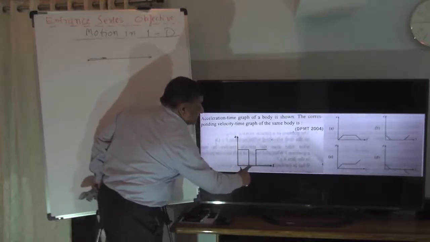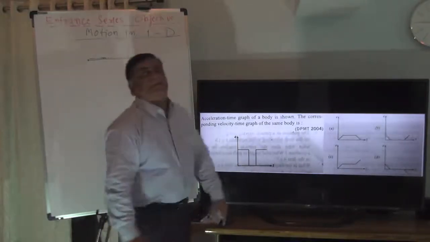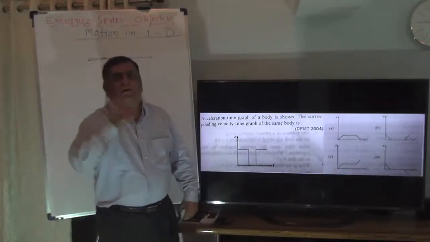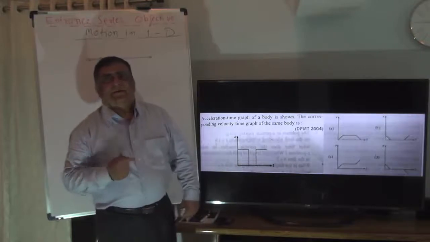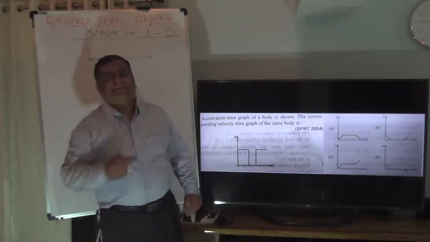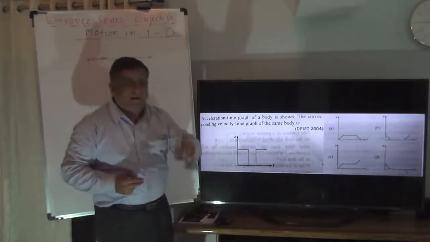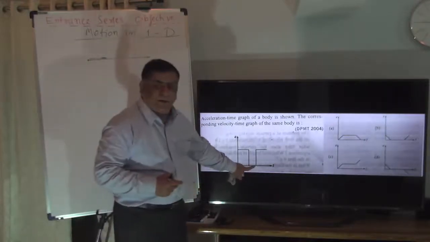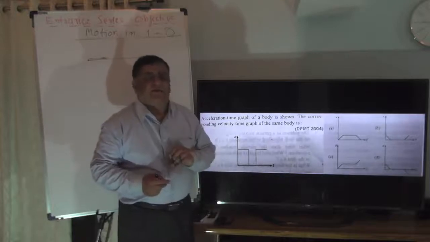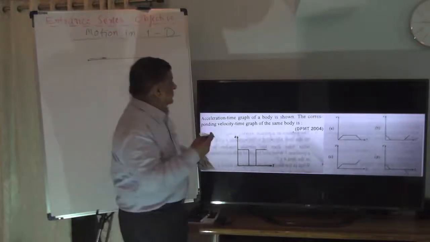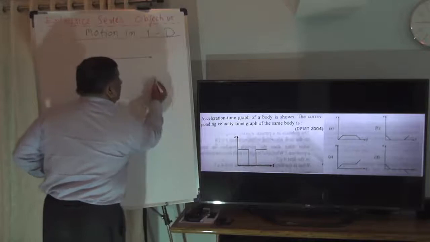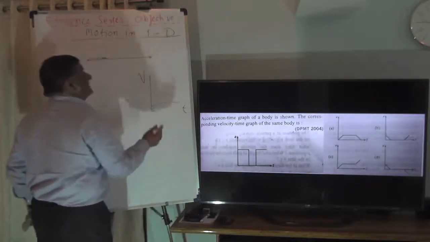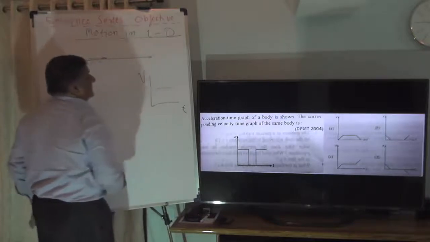Acceleration becomes zero. When acceleration is zero, will the object stop, or will velocity stop to increase? The answer is velocity stops to increase. Whatever velocity there is will remain, it will not increase, because acceleration is zero. If velocity does not increase, what will its graph look like? The answer is the graph will be a straight line in the VT graph. If the velocity is there but it is not increasing, then this is the graph.